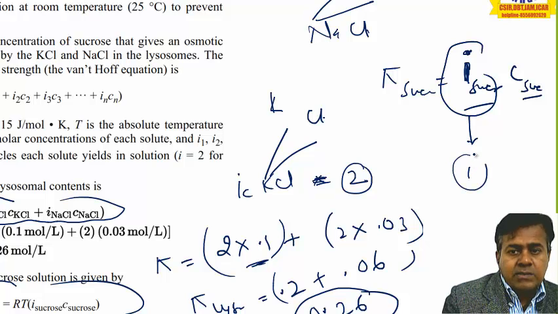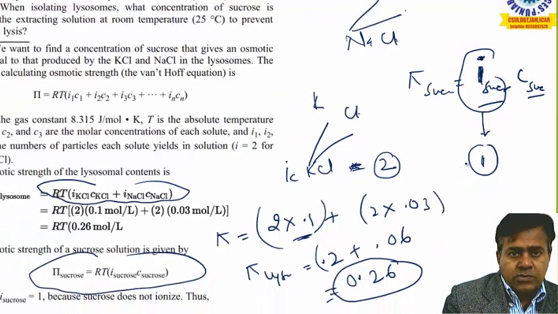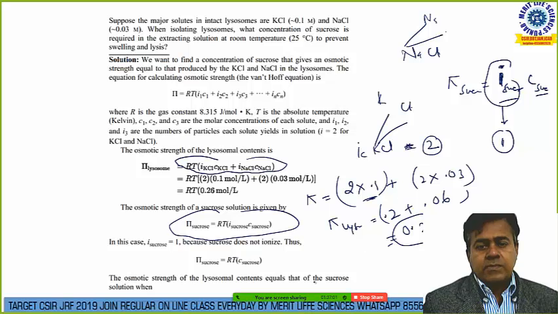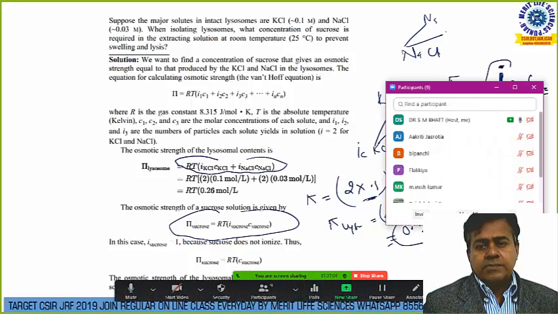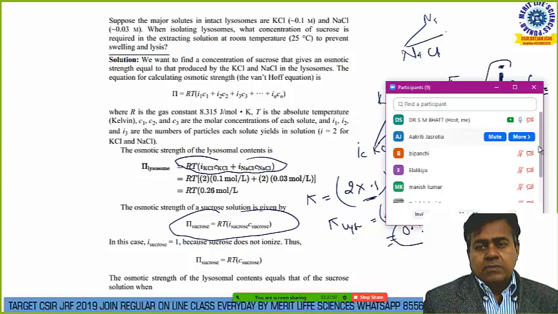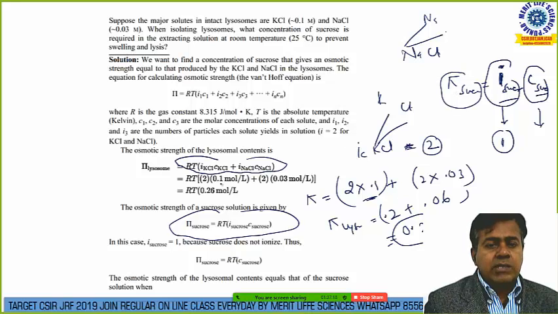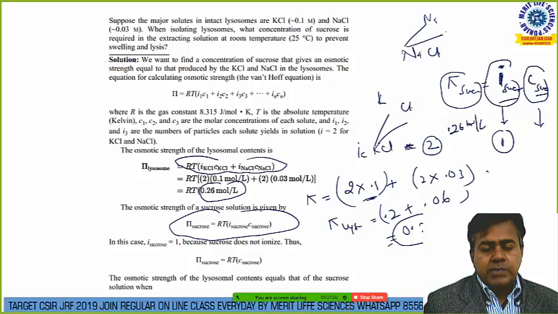Is sucrose going to ionize or not? Tell me. Speak out. No, right? So this should be 1. Then they are asking C of sucrose, and pi sucrose should be equivalent to this 0.26 mole per liter. Put the value 0.26 mole per liter equal to 1 into C, which you have to determine.